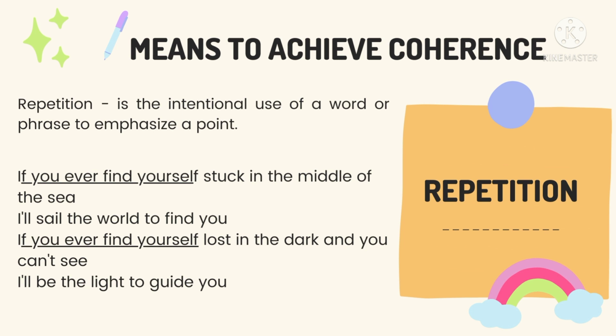Now, let's move on to the fourth way to achieve coherence in a paragraph. The fourth strategy is the use of repetition. Repetition is the intentional use of a word or phrase to emphasize a point. Now, let's have an example for us to understand it better.